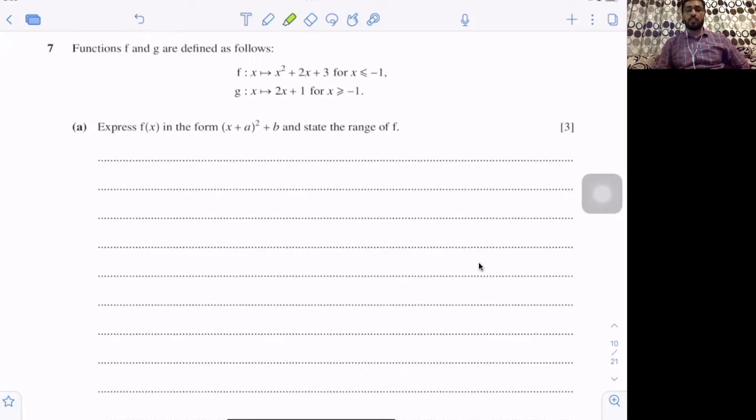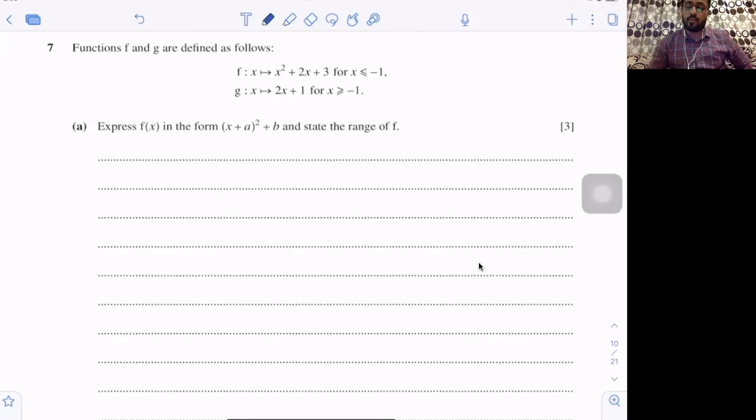So the first question that is asked here is, express f of x in the form of (x plus a) the whole square plus b, and you also state the range of f. So students, you are pretty well aware that when you write y is equal to f of x as any function, then the values of x are called the domain, right? We call them the domain, and the values of y are called the codomain, right?